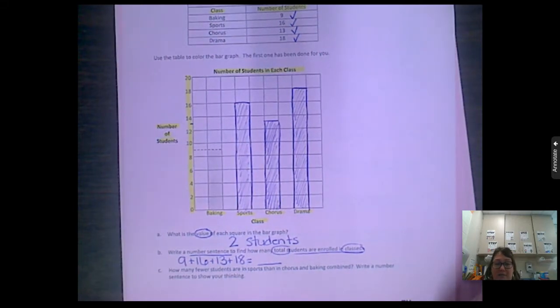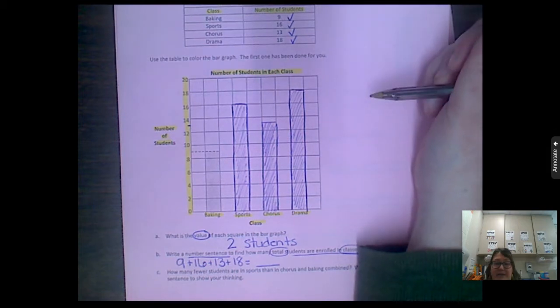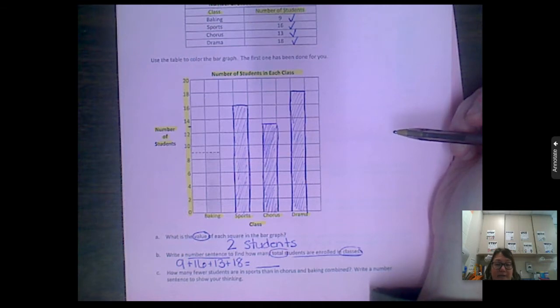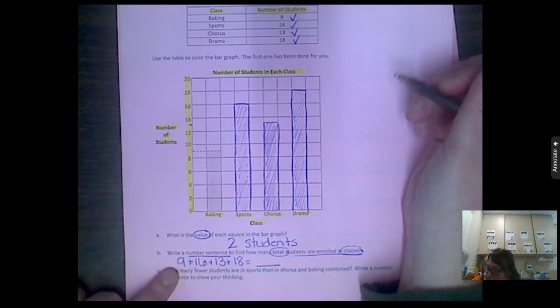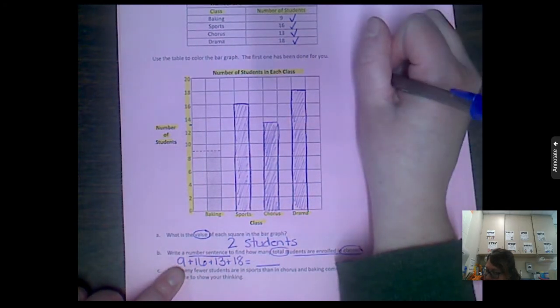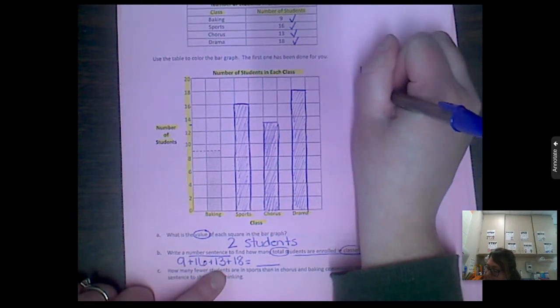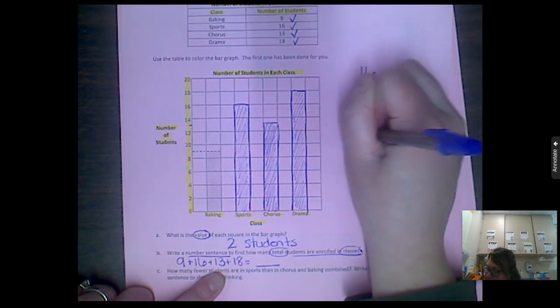1, 2, 3, 4. I want to make sure I have them all. Equals blank. Now, I don't know about you, but that's a lot to add up going from side to side. So I would say we use this space right here to add it all together vertically. Now, you could add two numbers at a time, or we could just do a big vertical chain. So I'm not going to do 9 yet. I'm going to put 9 at the bottom because it's just a single digit number. So I'm going to do 16 plus 13 plus 18 plus 9.